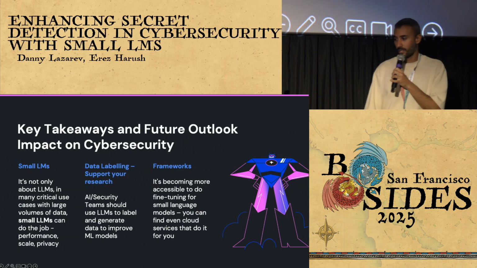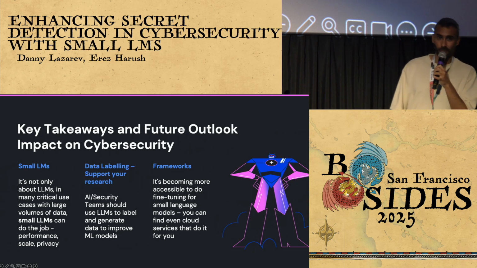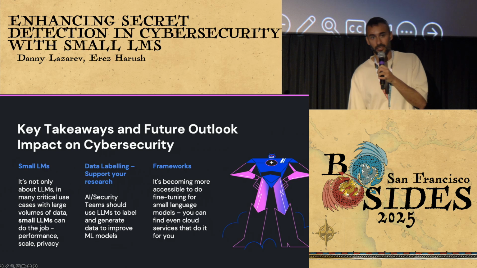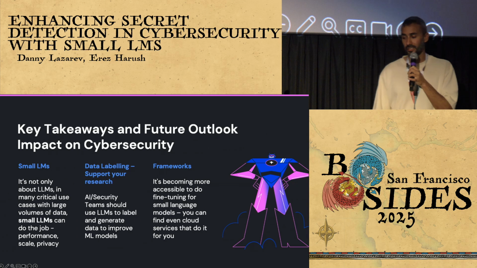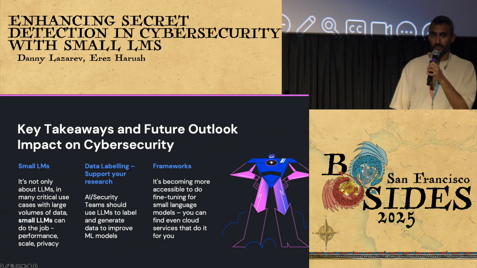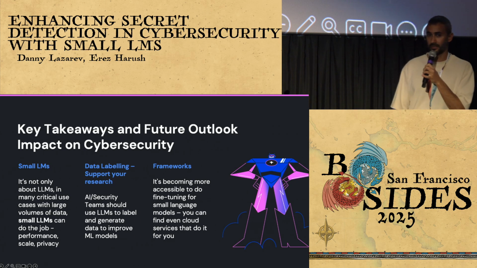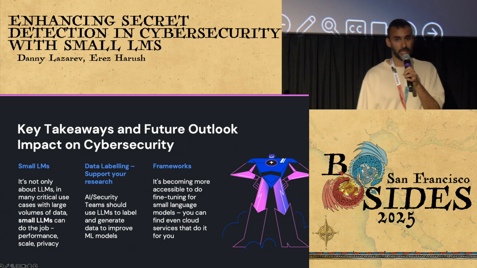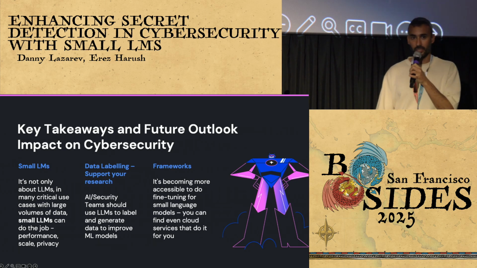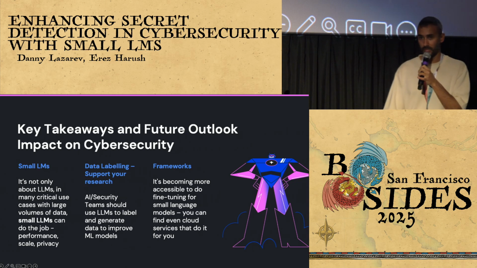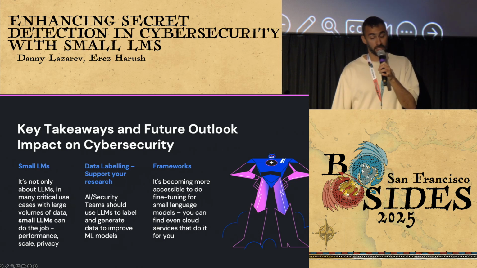And some general takeaways and future outlook. First, small language models. I know you hear a lot about large language models and you use a lot of them, but it's not only large language models. If you have problems that you need to run at scale, or you want to run in an environment that doesn't necessarily have a GPU, it can be a good solution for you. You can take a large language model and use it to label data, and then generate a small language model that will be specific for your task.